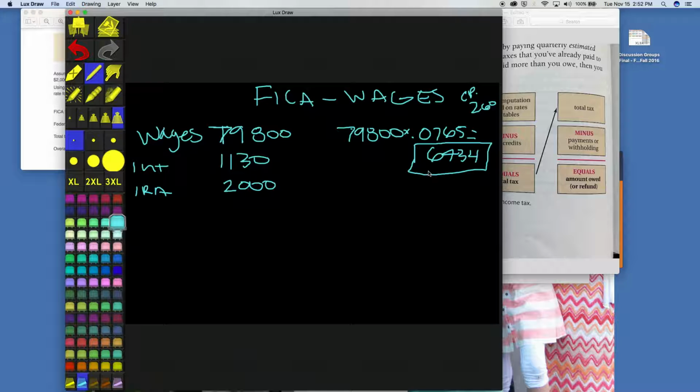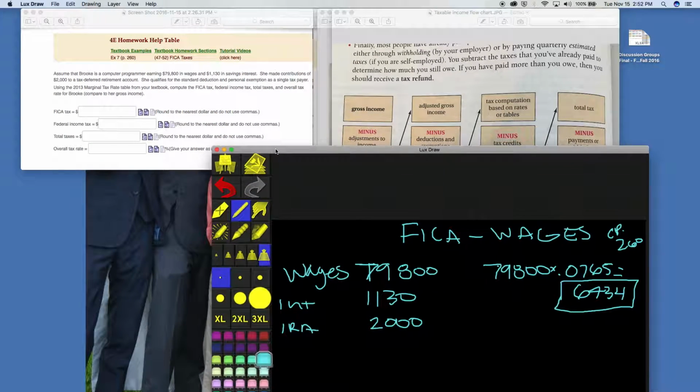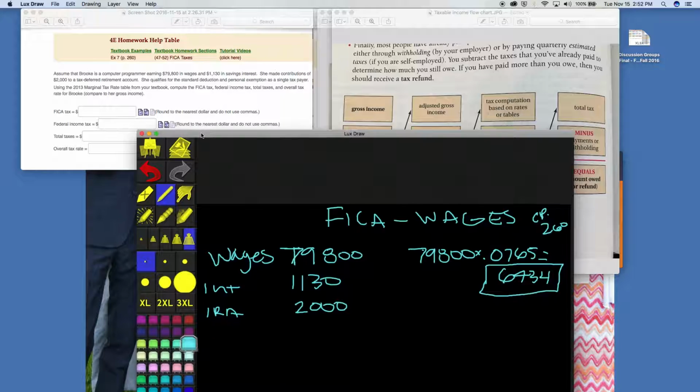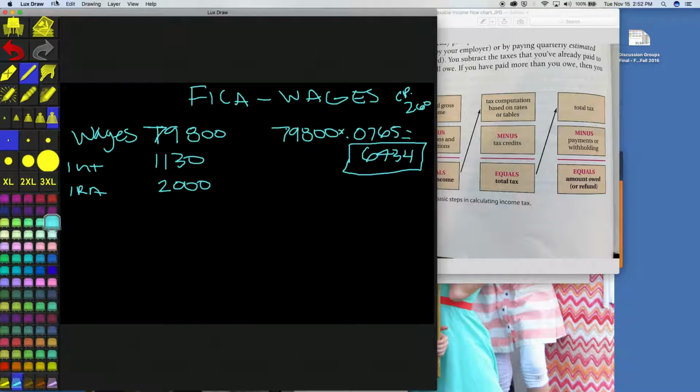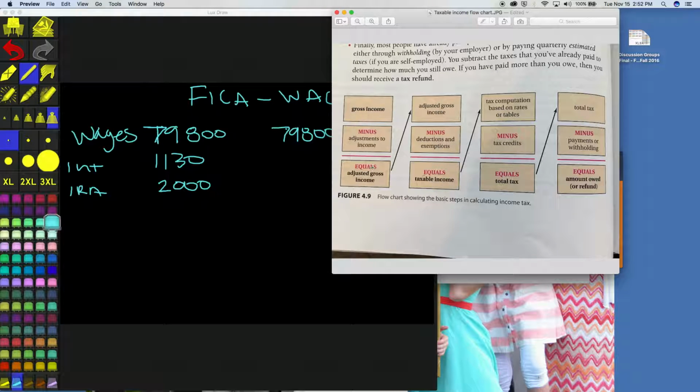All right, so that's my FICA: 6434. Then the next thing I need to find is my federal income tax. I'm going to use that cool tax thing, but first I've got to figure out what I've got. I've got to come up with my taxable income.